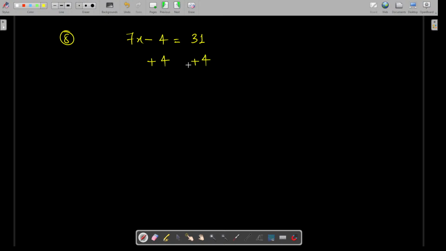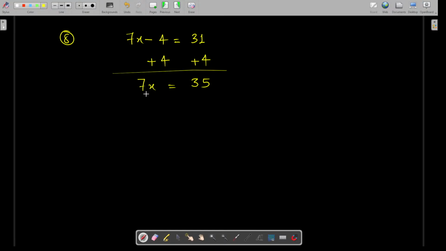So once we add 4 on both sides, we add 4 first on the left side to remove this negative 4, but to maintain the balance of the equation we have to add the same value on the other side as well. So we add 4 on the right side as well. That will be 7x equals, because minus 4 plus 4 is 0, so 7x plus 0 is 7x, and that is 31 plus 4, which is 35. So now this is 7x equals 35.